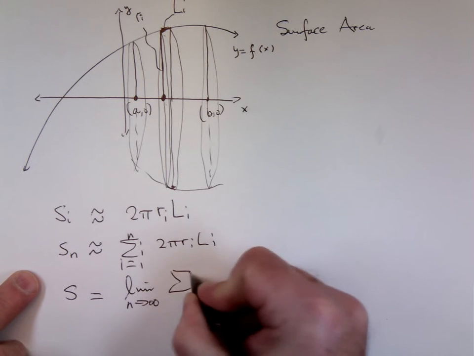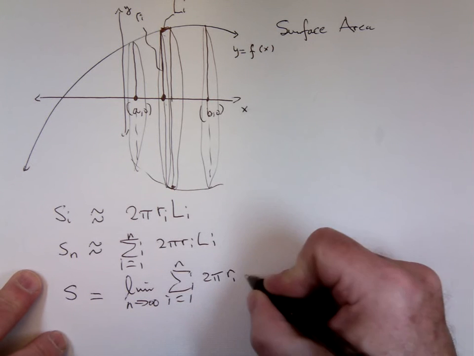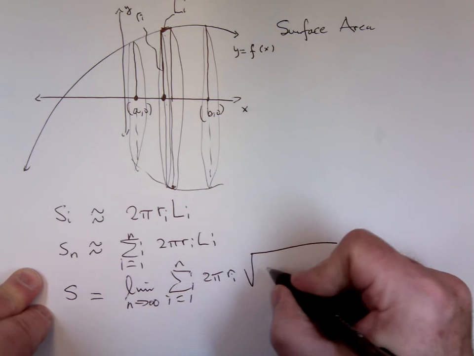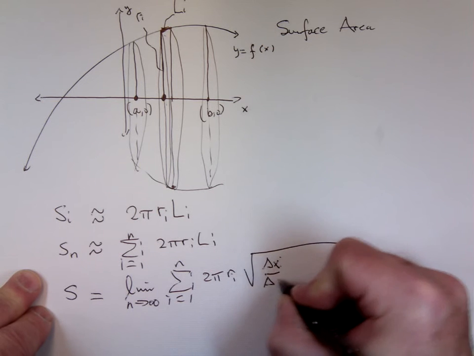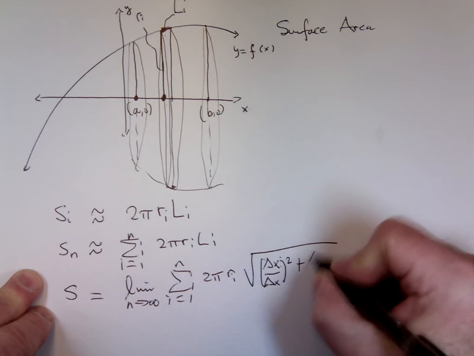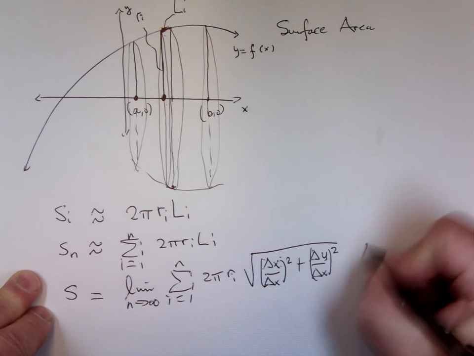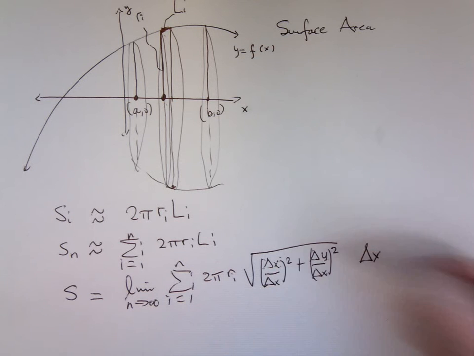Now, what do we got? 2 pi r L. Now, what's the L part? The L part is what we just did before. It's going to be equal to the square root of delta x sub I squared plus delta y sub I squared. That's what I just did before, back here a ways. Now, I wrote it as 1. Hopefully you can see this. This is the L part.